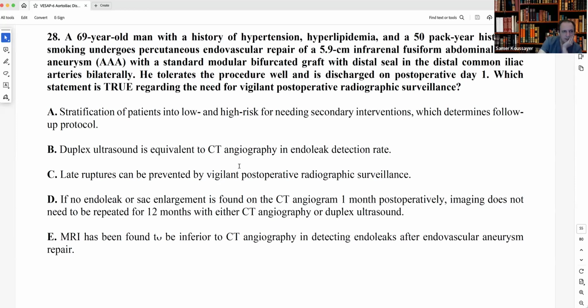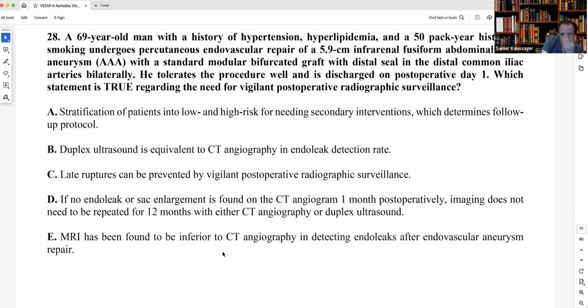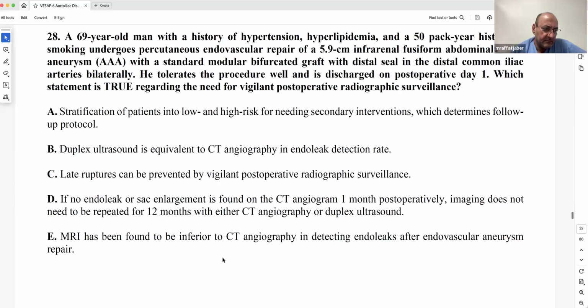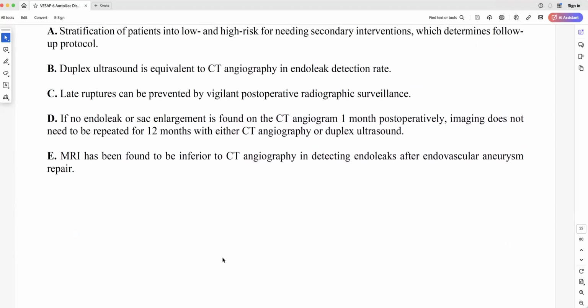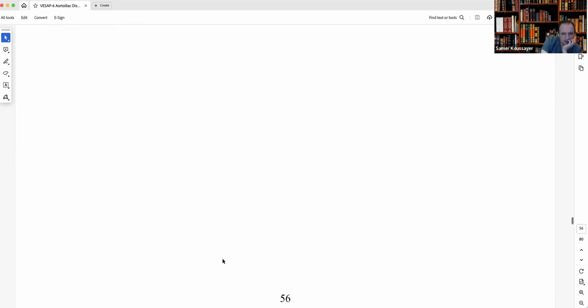Okay, last one, Ahmed. MRI has been found to be inferior to CT angiography in detecting endoleaks after endovascular aneurysm repair. It is more sensitive in detecting endoleaks, but we don't do it because it takes more time and is more difficult to read, because it's more dynamic. All right, so this is an easy question.